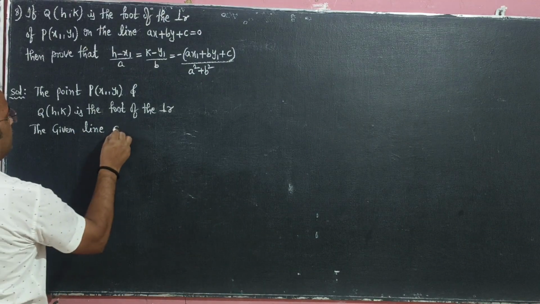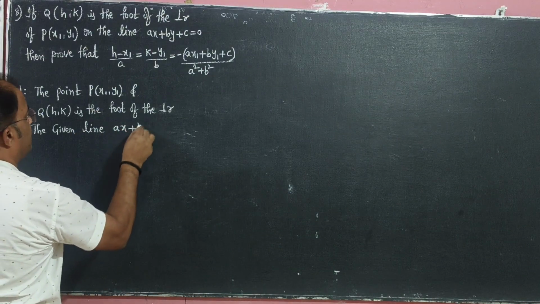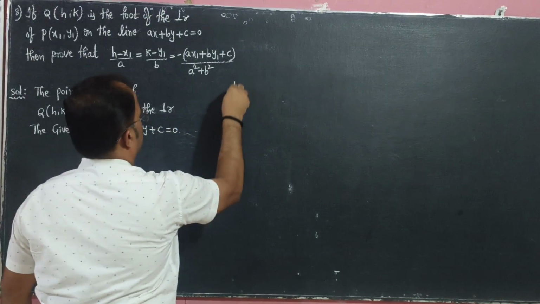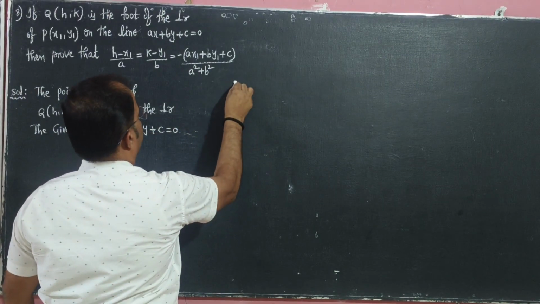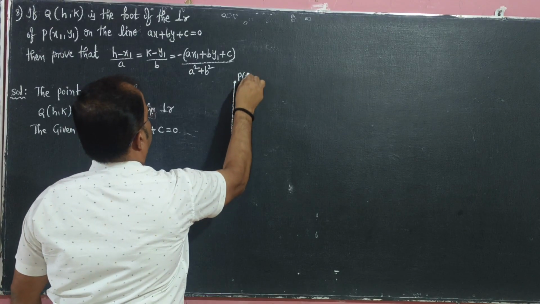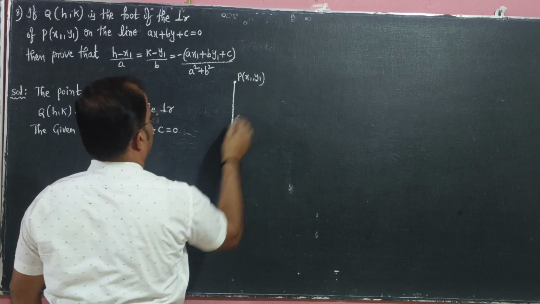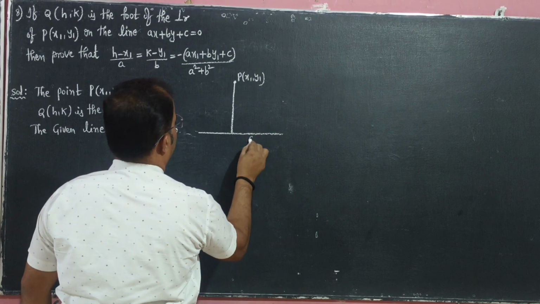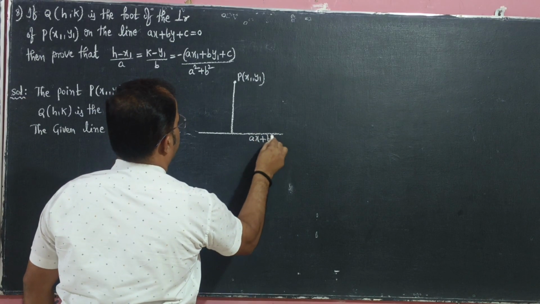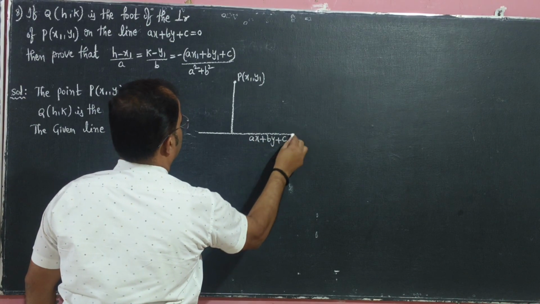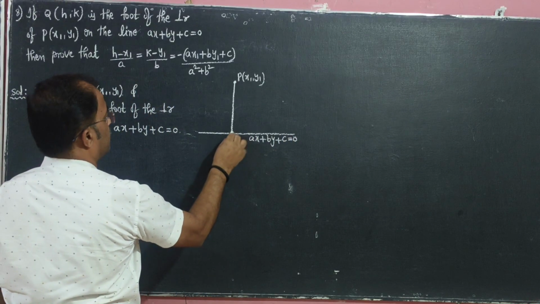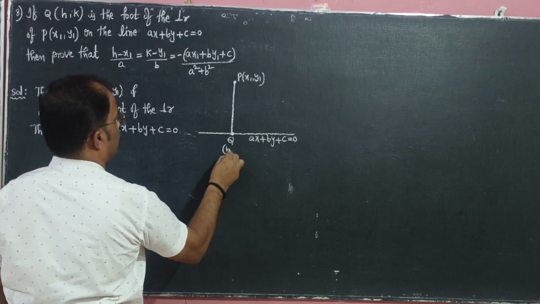The given line is ax plus by plus c equals 0. See, this one is P(x1, y1). Okay, so this one is the given line equation ax plus by plus c equals 0. This is the given line equation. Okay, this one is the foot of the perpendicular Q(h, k).